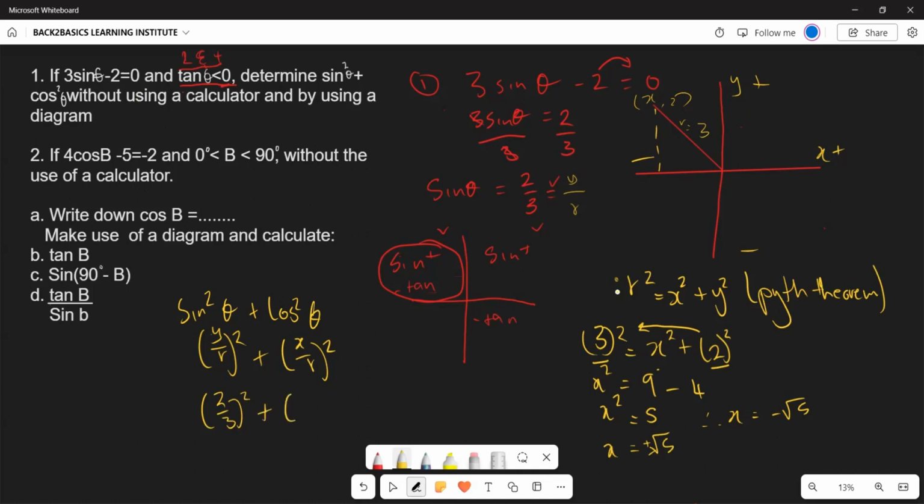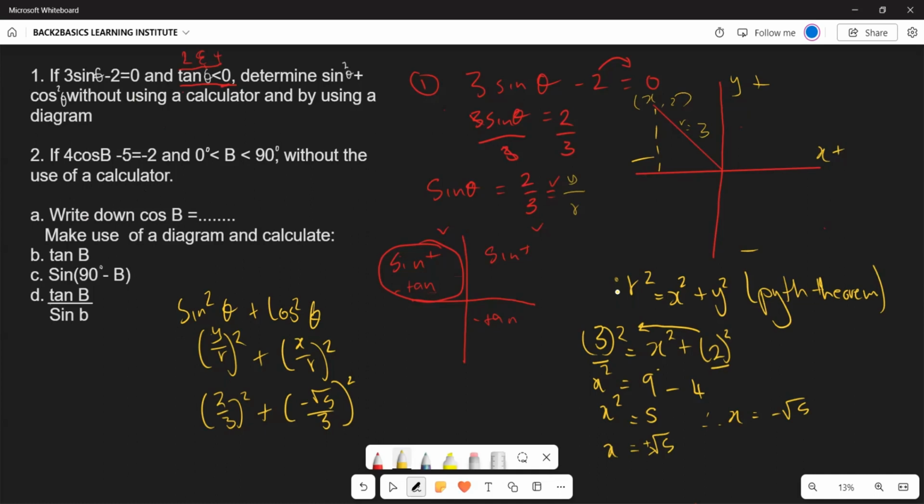The other one is x equals negative root 5 over 3. Are we together? Now from here, you are going to square all that. Remember, this is also squared. So when we are squaring this, what is it that you're going to have here?